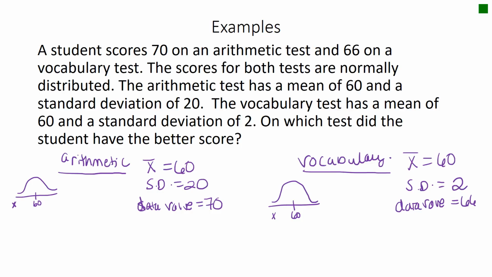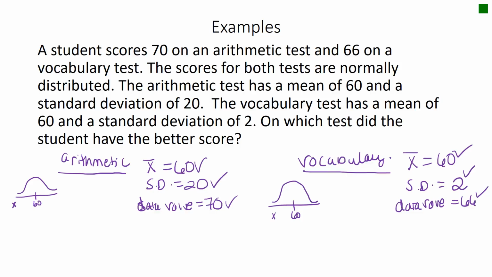So you can see in both cases, the student scored above the mean. The mean was 60 and the score on the test was 70. And over here, the mean was 60 and the score on the test was 66. So they scored above average, but you have to take into consideration the standard deviation. The standard deviation for the first one is a lot larger than the second one. So we want to know, the higher the number of standard deviations above the mean, the higher the score.